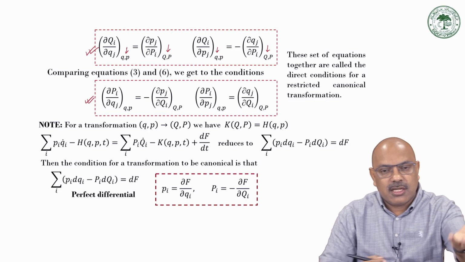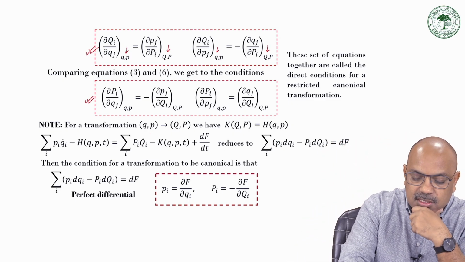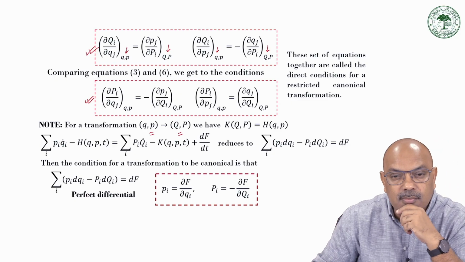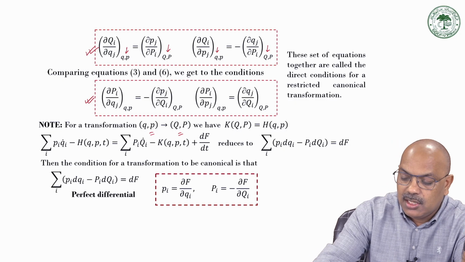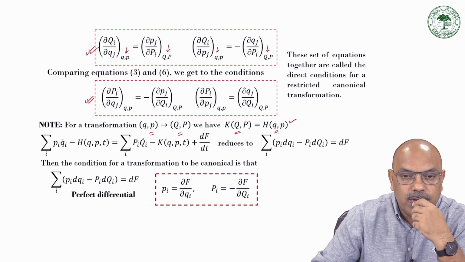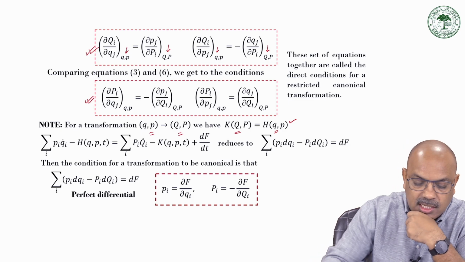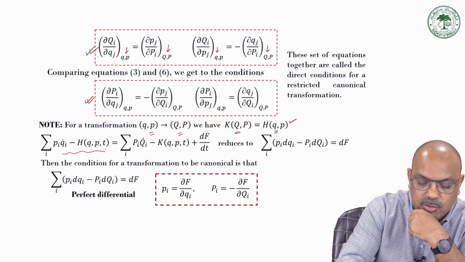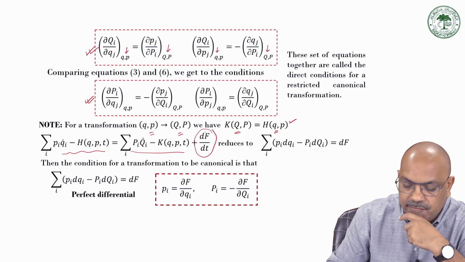The second thing is coming from the generating function itself. For example, if we transform q, p to capital Q, capital P, the old to new coordinates, and this is a canonical transformation, my new Hamiltonian is going to be equal to the old Hamiltonian. Okay. So what is going to happen? When this is preserved, this part of the generating function remains.